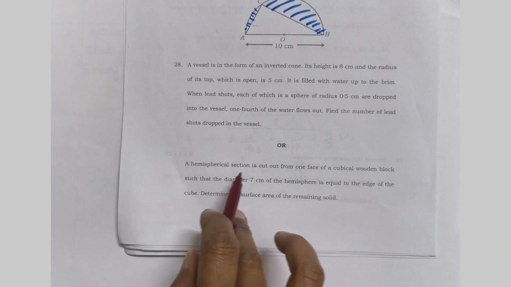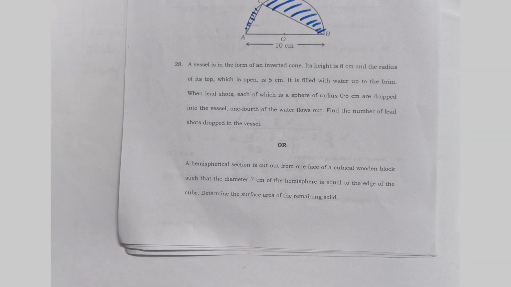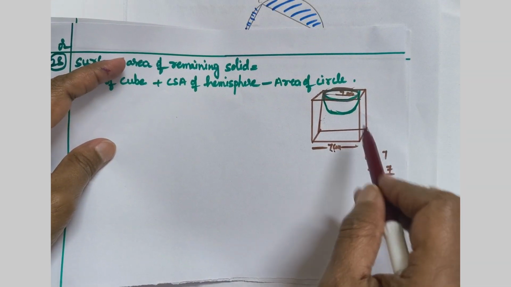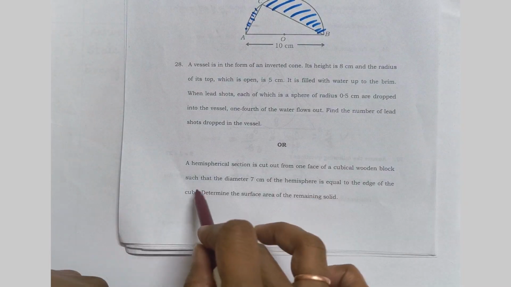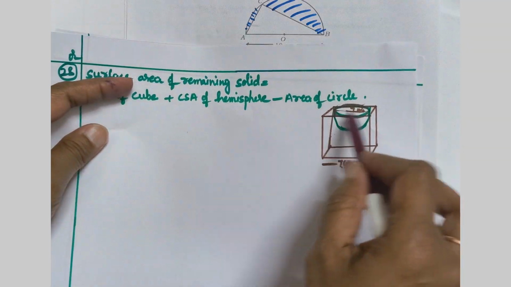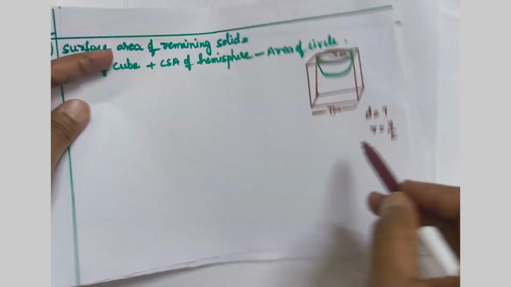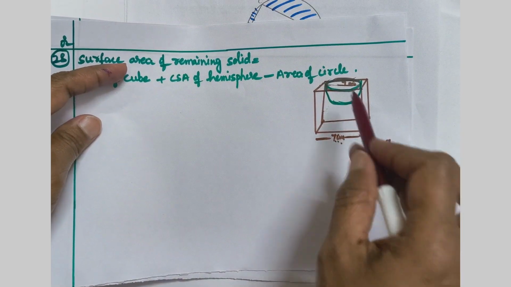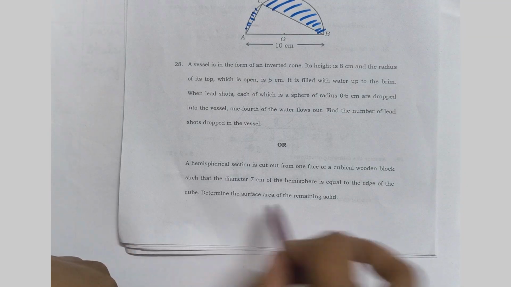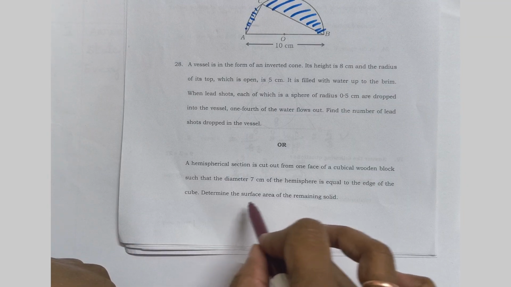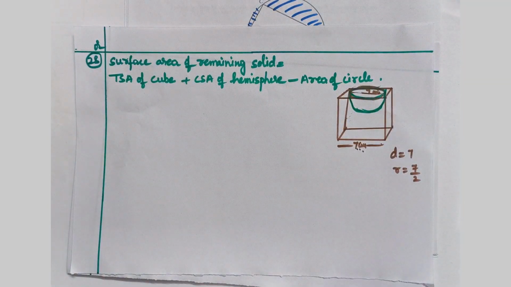Question 28. A hemispherical section is cut out from one face of a cubical wooden box. This is a cubical wooden box. From one face, one hemispherical section is removed, such that the diameter of the hemisphere is 7 centimeter and it is equal to the edge of the cube. The cube edge is also 7 centimeter. Now we will determine the surface area of the remaining solid. We will find this diagram's surface area.